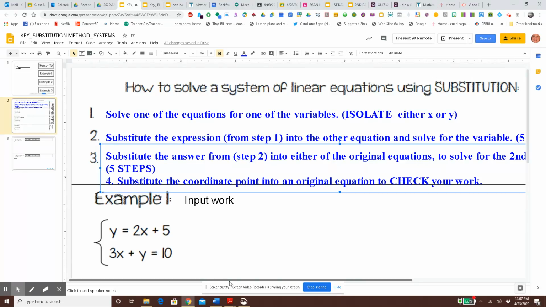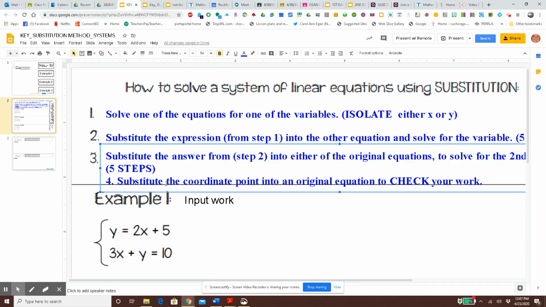When we do that, the purpose is that when you're looking at a system, you have 2 variables in these equations, and we are trying to make it a 1 variable equation because we know how to solve that using our 5 steps.